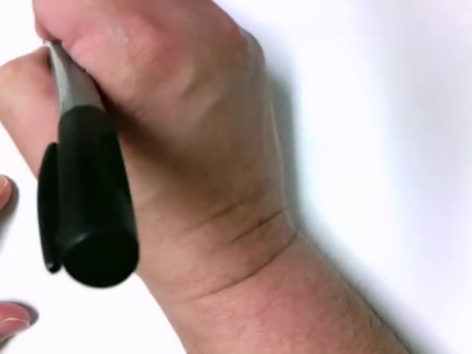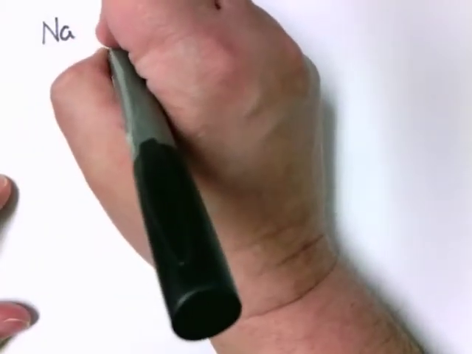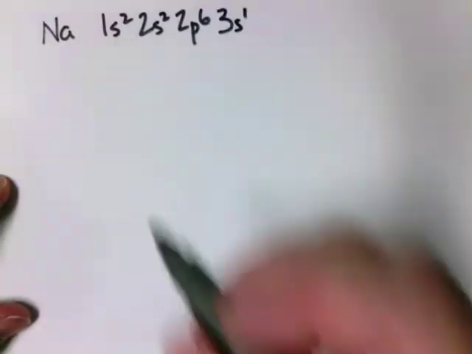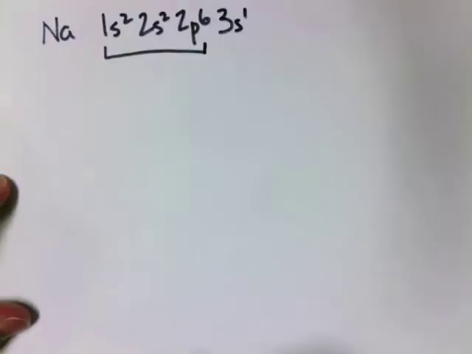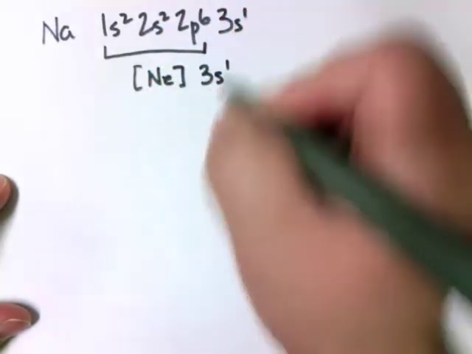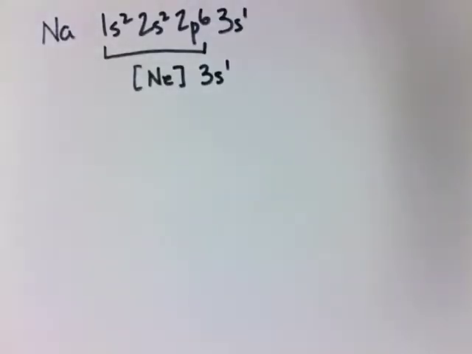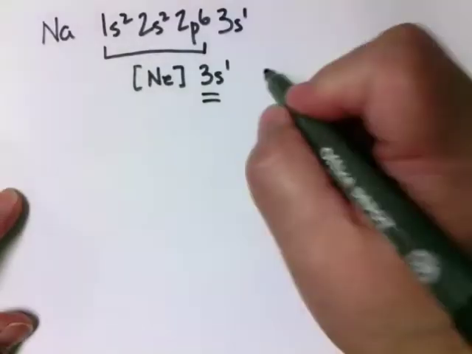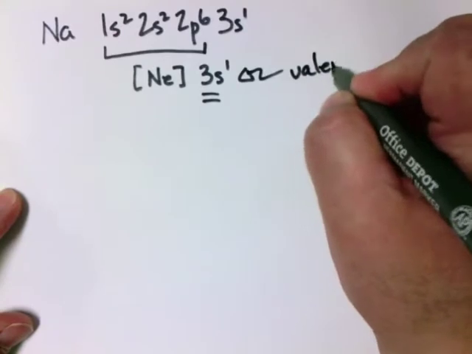Let's consider sodium. Its electron configuration is 1s2, 2s2, 2p6, 3s1. We can replace this part of its electron configuration with the electron configuration of neon. And so we can see that it has one electron in its outermost subshell, and that electron is the valence electron.